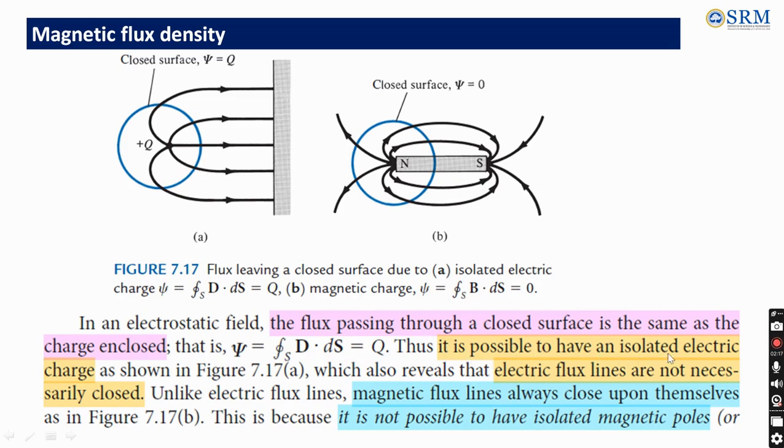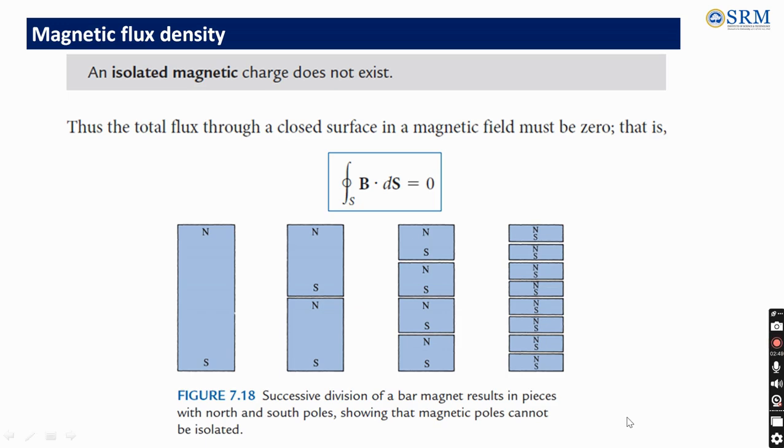So it is possible to have an isolated electric charge. So we can have isolated charge also, but electric flux lines are not necessarily closed always. But unlike this, my magnetic flux lines always close upon themselves. So if you see, starting from the north pole, it is going and ending at the south pole. Along this closed surface, if I see, the flux is going to be zero. So it is not possible to have isolated magnetic poles.